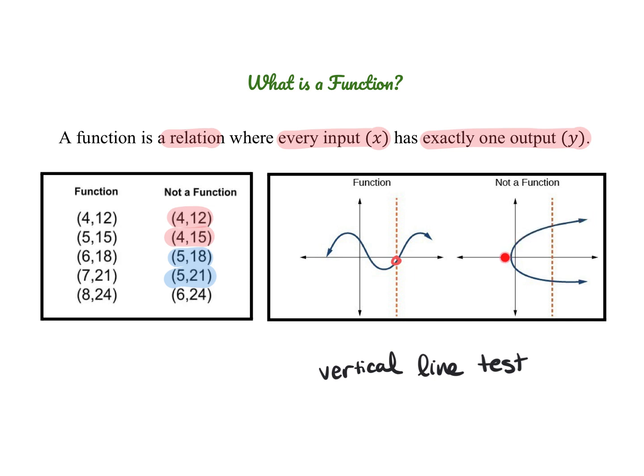But if you look at this graph, if you lay a vertical line here, the graph is touching twice. So that is telling us that this input has more than one output, making it not a function. So if a graph fails that vertical line test, it is not a function.